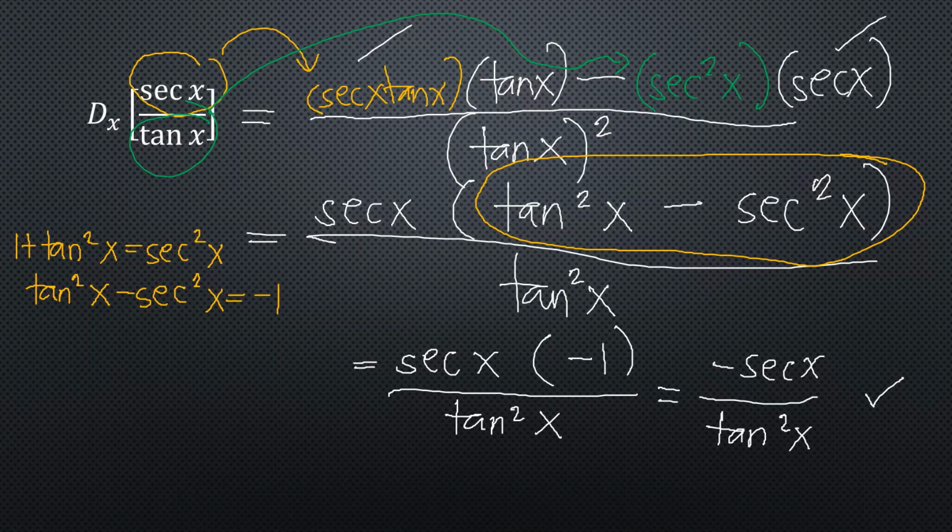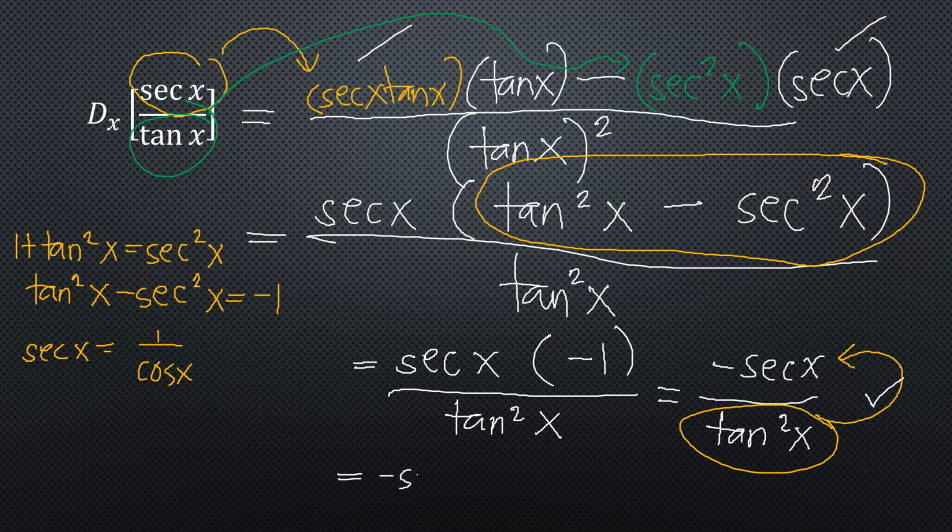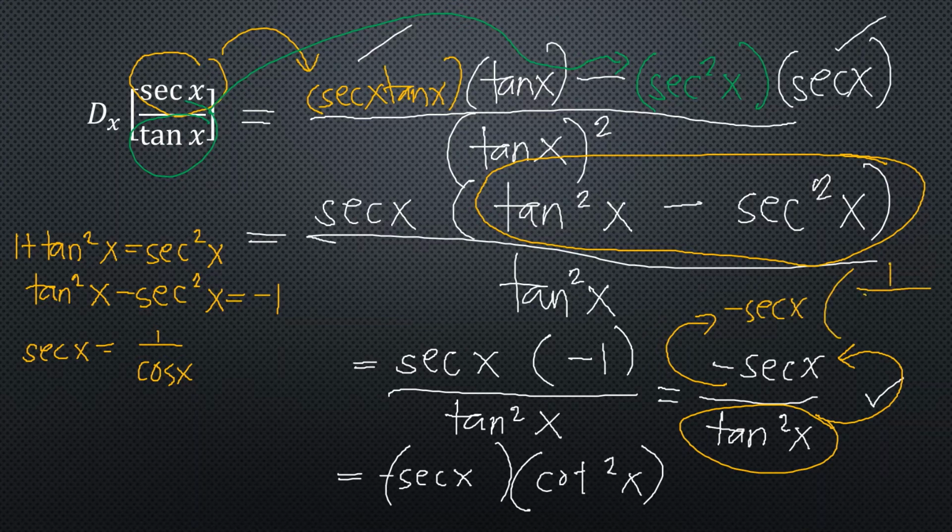Since we know that secant x is equal to 1 over cosine x, and when we get the reciprocal of this, balik natin dun sa taas, magiging itsura niya is negative secant x, and that will be cotangent squared x. Why? Because we can rewrite this into negative secant x and multiply that to 1 over tangent squared x. And 1 over tangent squared x is equal to cotangent squared x, or the square of cotangent x.